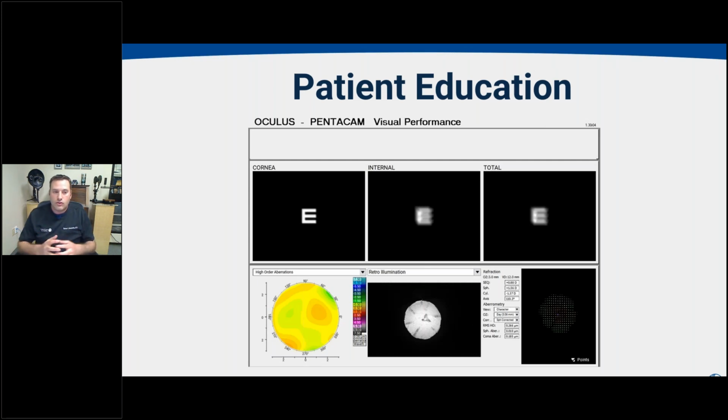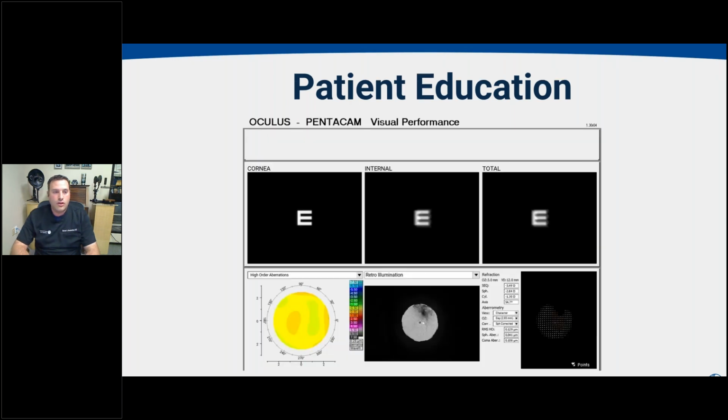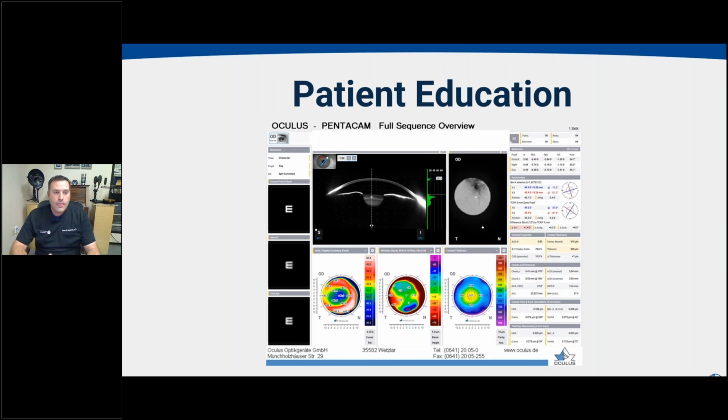And so when we put this all together, you can clearly see that your lens is what is contributing to your blurry vision. And if we then focus in on that retroillumination image, let's look at a different patient who happened to be a post-LASIK patient. So if I just go back for a second, this patient was post-LASIK. You can see that very clearly in the axial topography on the bottom left.